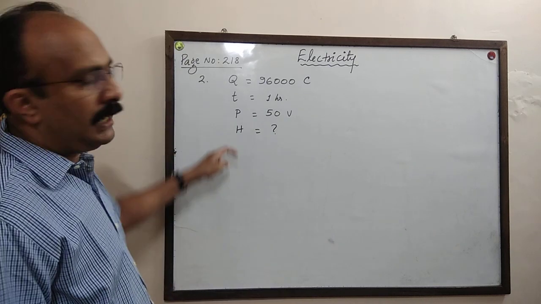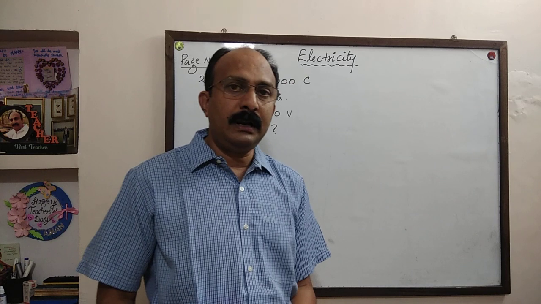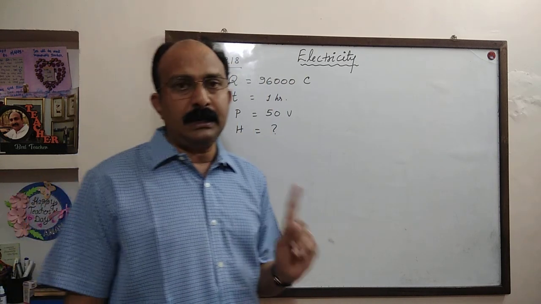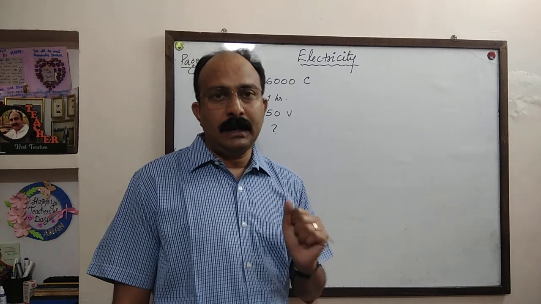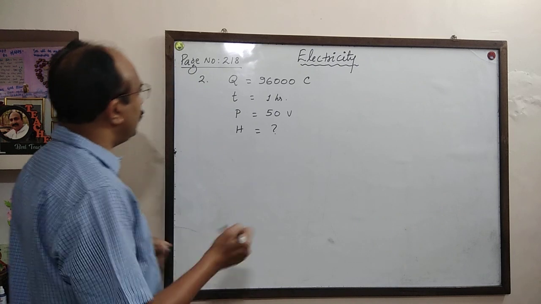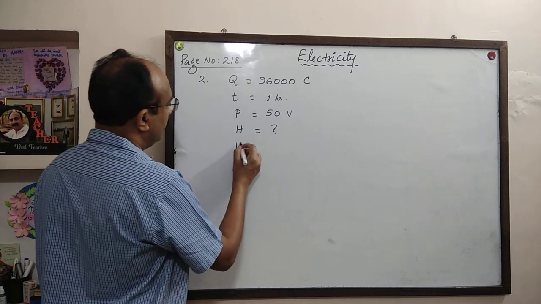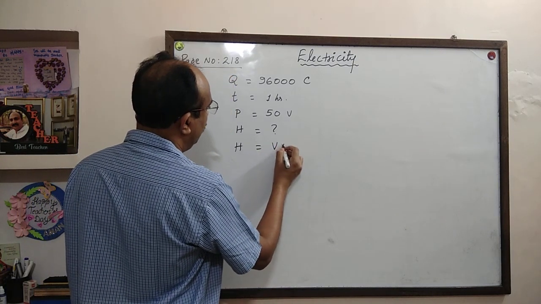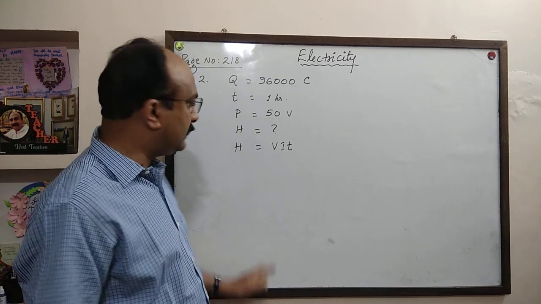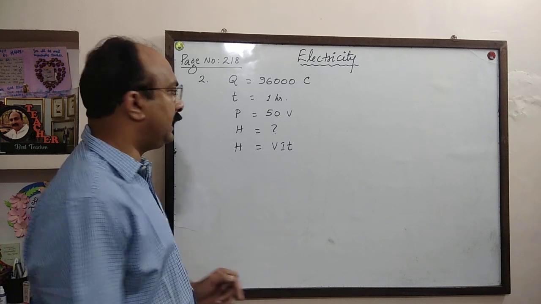Q, T, V and H. What is the relation between these four? We have to find heat generated H. And I hope all of you remember the formula. H is equal to VIT. You can see my previous class. We have derived this formula. H is equal to VIT.